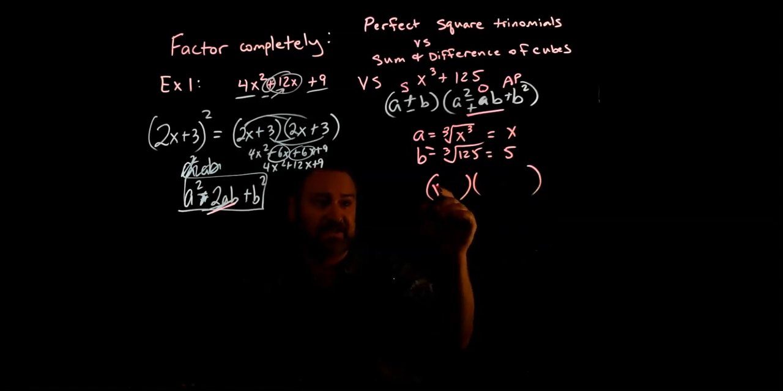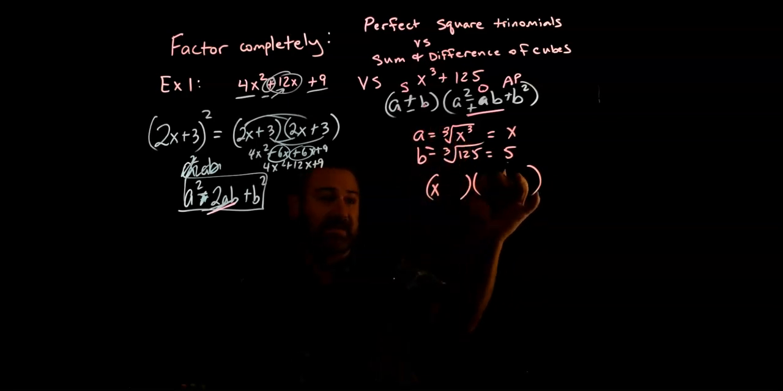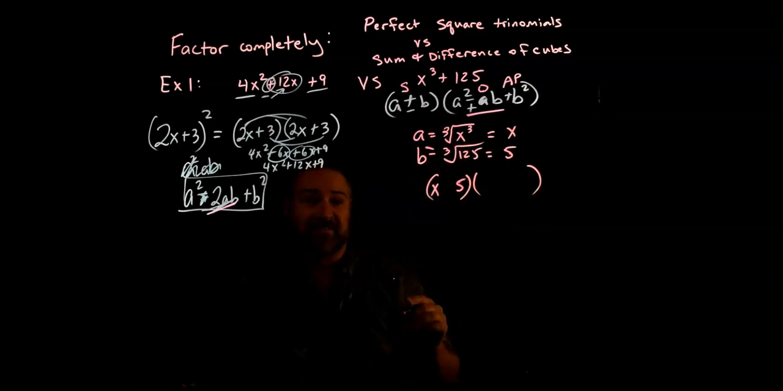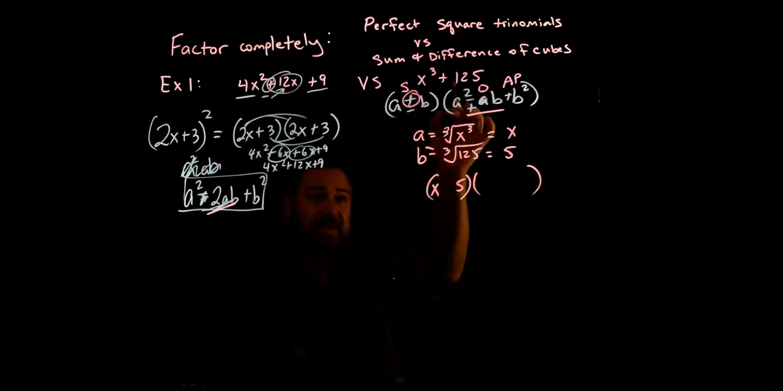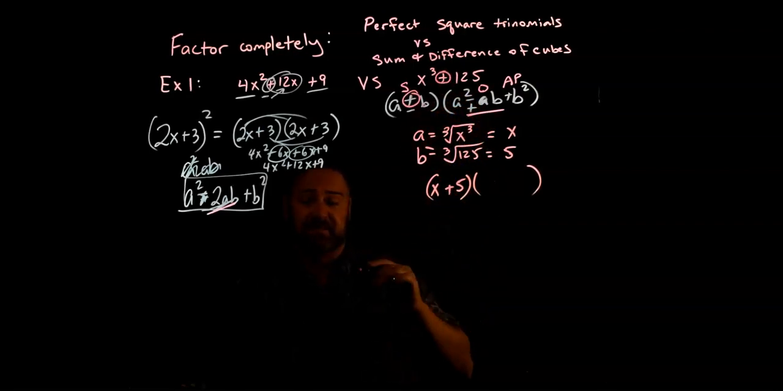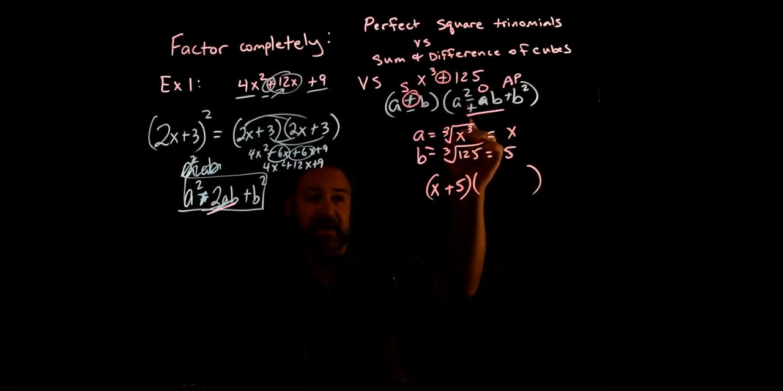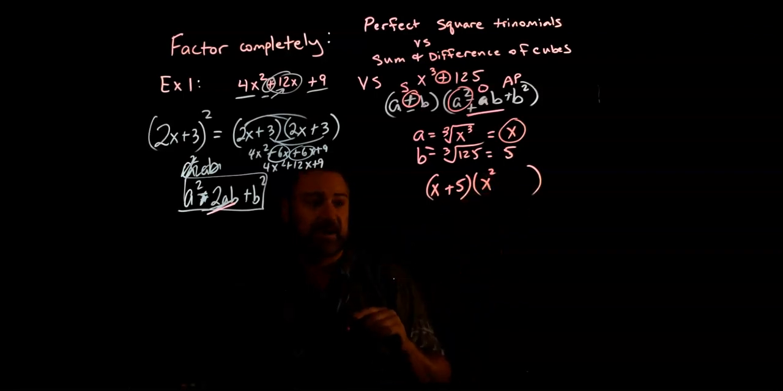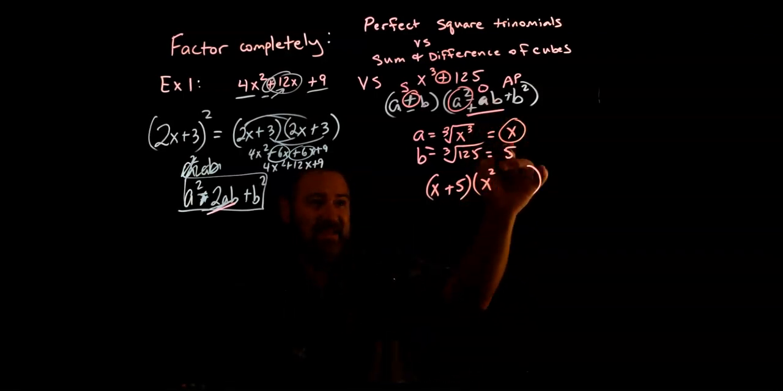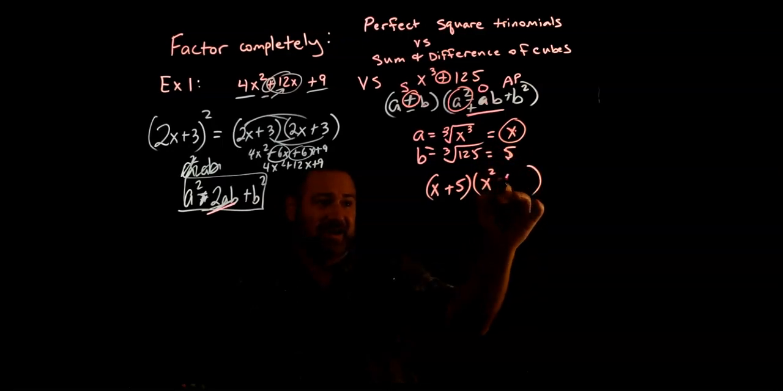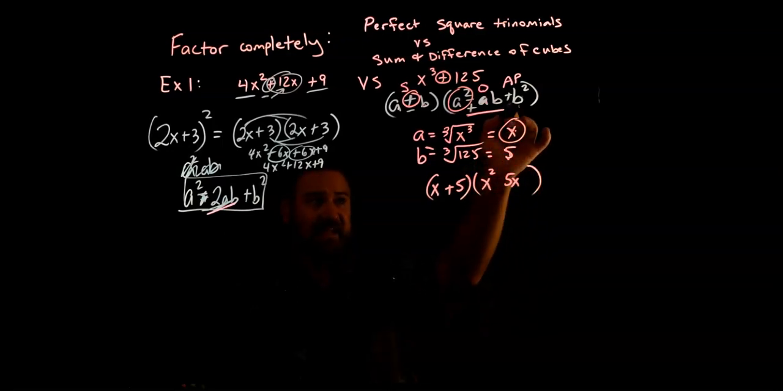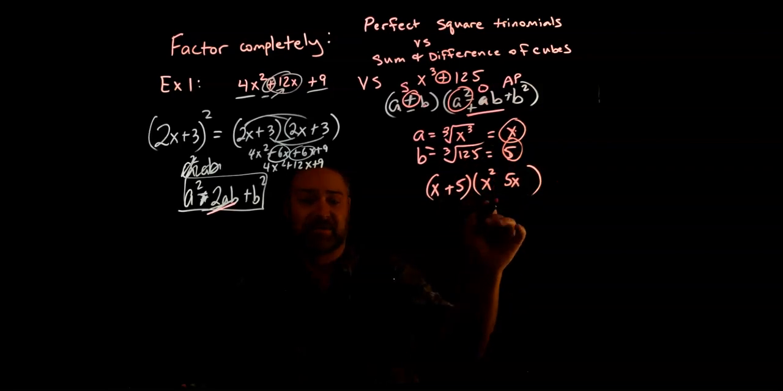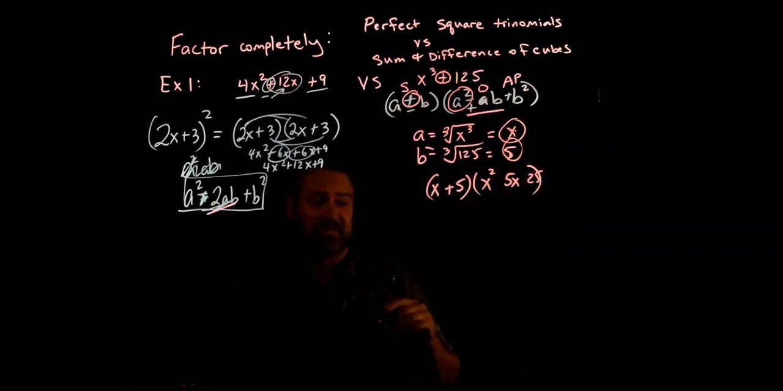So this gives us x for A. And in the place of B, we're going to put what? Good, 5. Our sign should be the same, plus. Now we got to do A squared. And go ahead and say it out loud. What's x times x? Good, that's x squared. And then what's A times B? 5x. And then the last one, what's B squared? 5 multiplied by 5, which of course is 25.